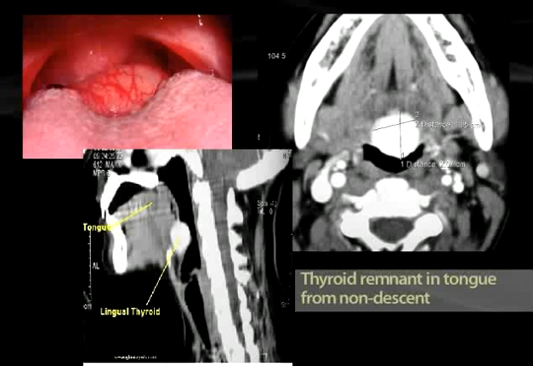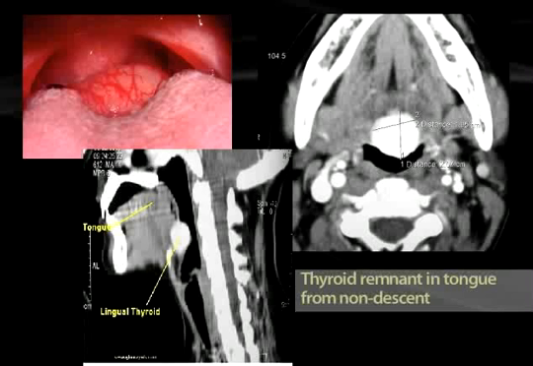And as long as you're looking at thyroid tissue of the tongue, you can have thyroid tissue anywhere from that posterior aspect of the tongue all the way along the thyroglossal duct pathway.